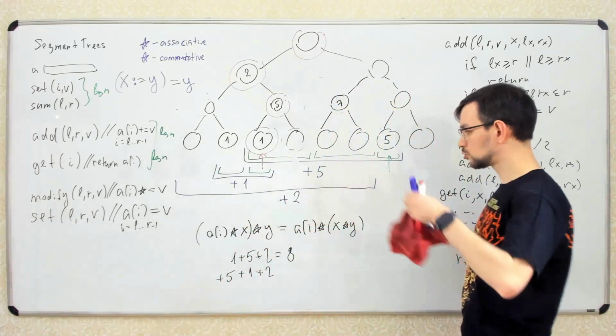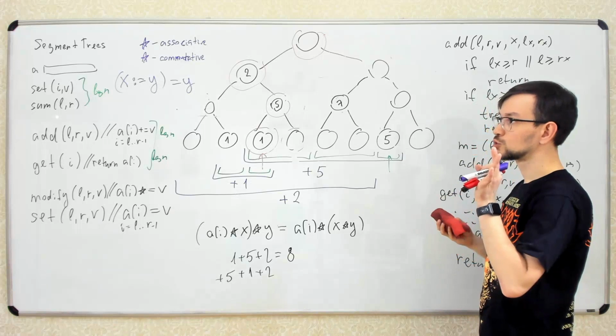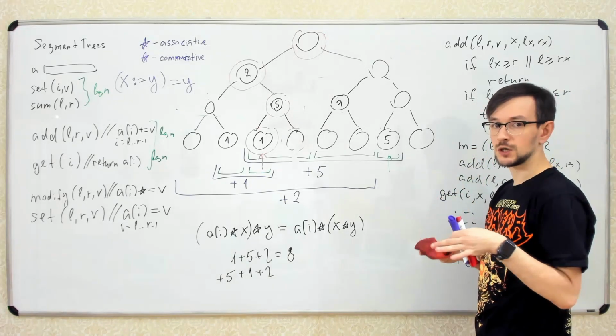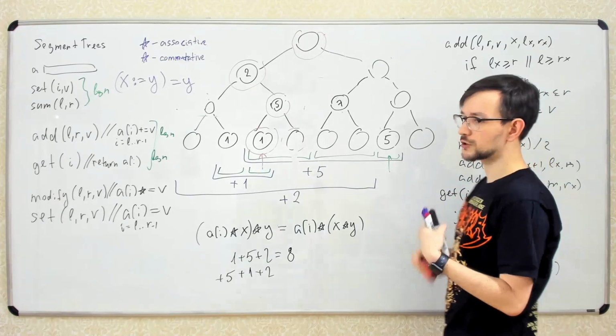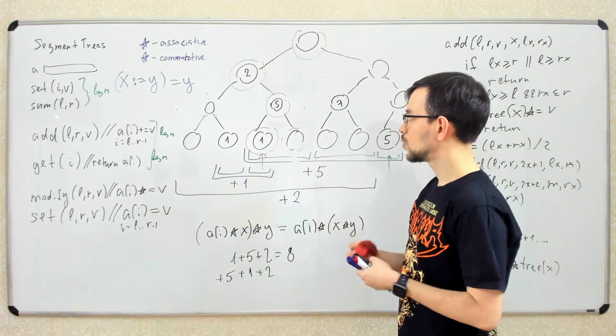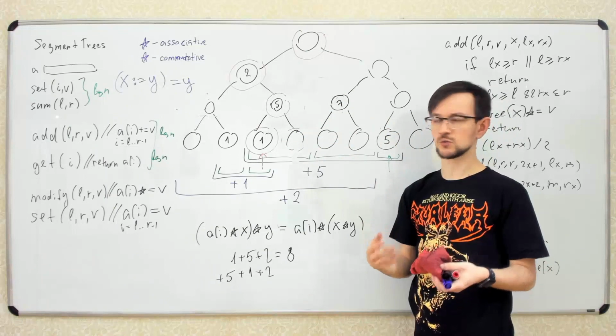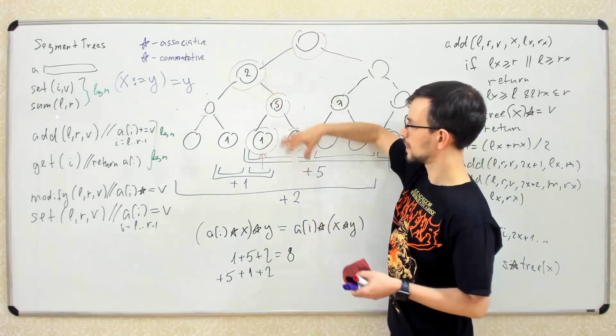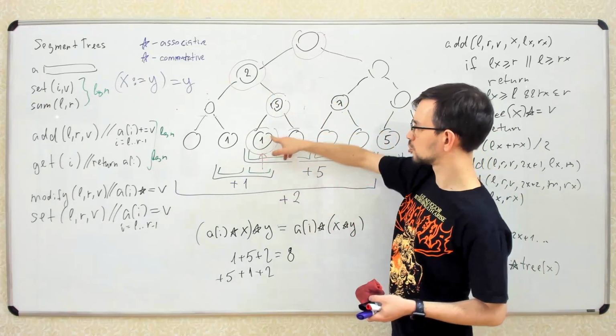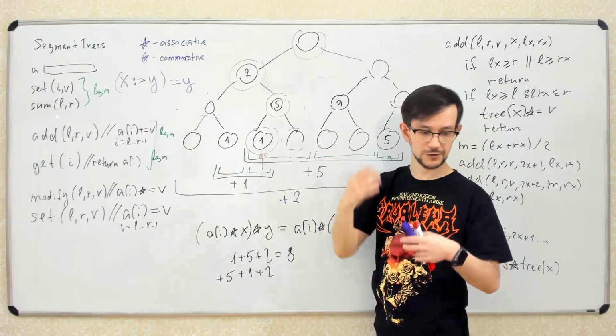So to get rid of this commutativity, we need to remember the order of operations. In this tree, we just forgot about the order of operations. We just put these elements in some order. So for each element, we don't know the order of these operations.